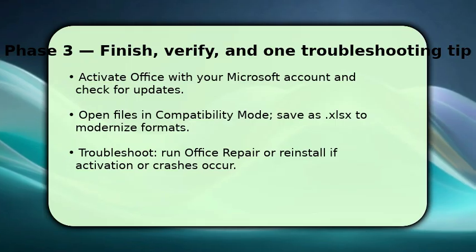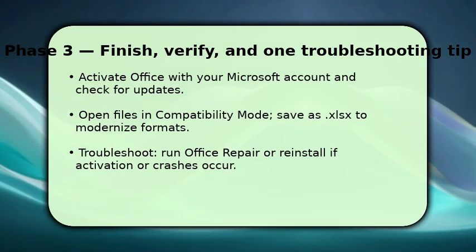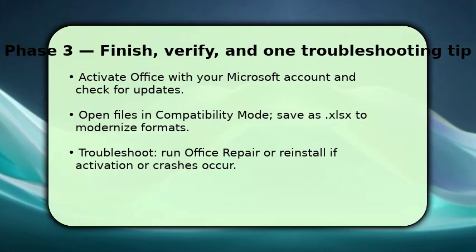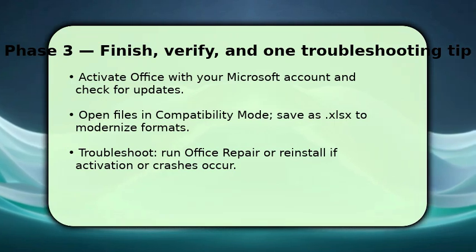If you hit issues, start with Office Repair from Programs and Features. If activation or crashes persist, reinstall the product and reapply updates, and make sure your antivirus isn't blocking the installer.